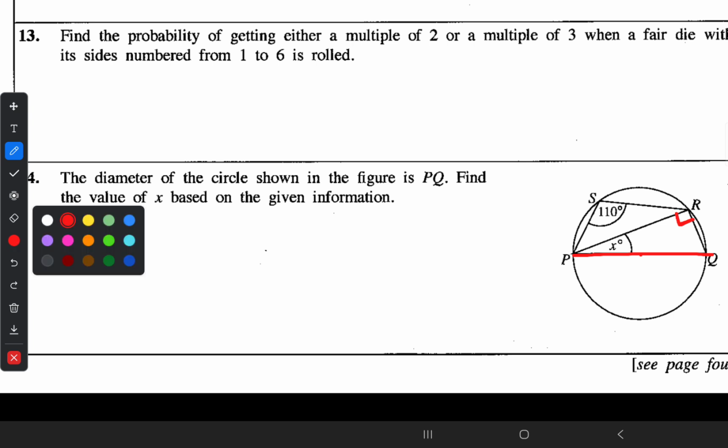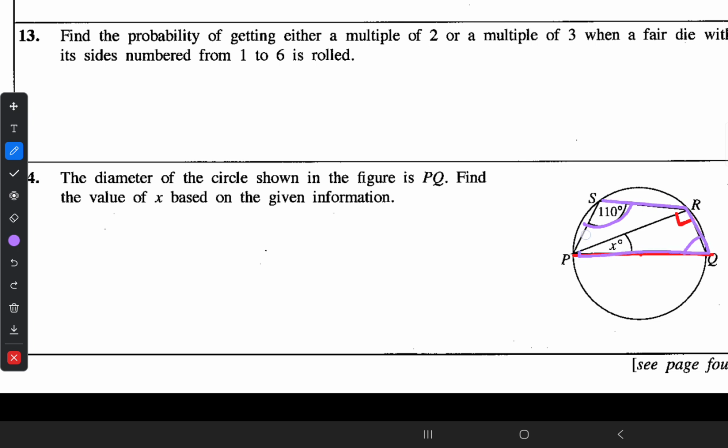And thereafter, we can use one more theorem, cyclic quadrilaterals. In cyclic quadrilaterals, the sum of opposite angles is equal to 180. Cyclic quadrilateral means 4 different points connected on the circumference of a circle. So if this angle is 110, its opposite angle in this cyclic quadrilateral would be 180 minus 110. This is 70.